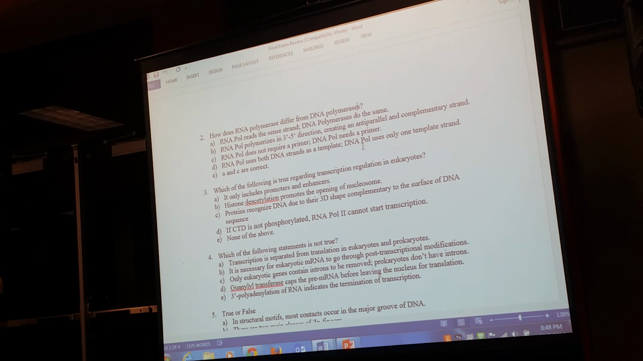Which of the following is true regarding transcription regulation in eukaryotes? It only includes promoters and enhancers.